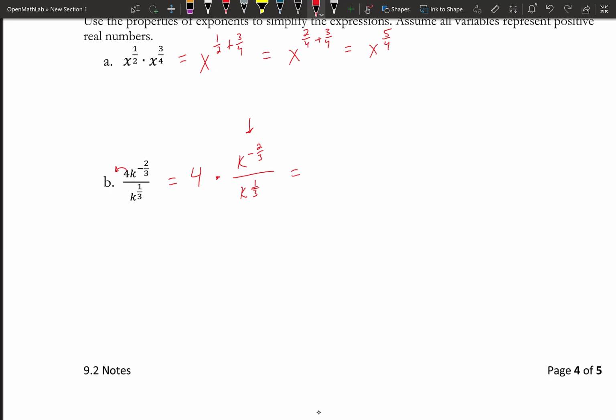So when I have like bases and I'm dividing, we end up subtracting the exponents. So this would be 4 times k to the negative 2/3 minus 1/3. Negative 2/3 minus 1/3 is negative 3/3, which is negative 1. So this equals 4 times k to the negative first power, and a negative 1 power puts that in the bottom. So this would be the same thing as 4 times 1 over k, just applying the negative exponent, which is the same as 4 divided by k. So that's really the most simplified we can get there.